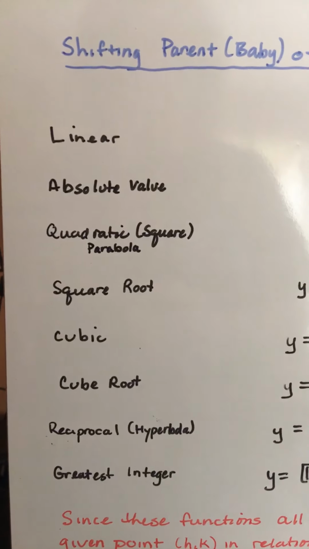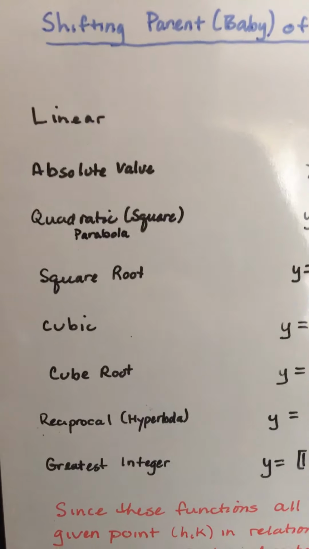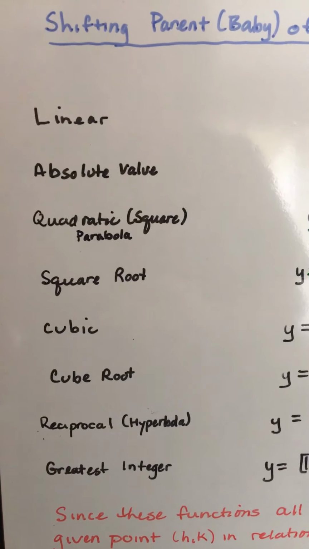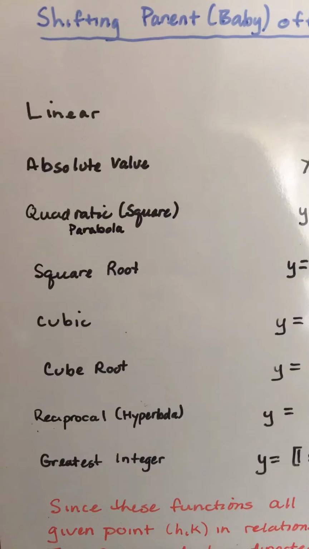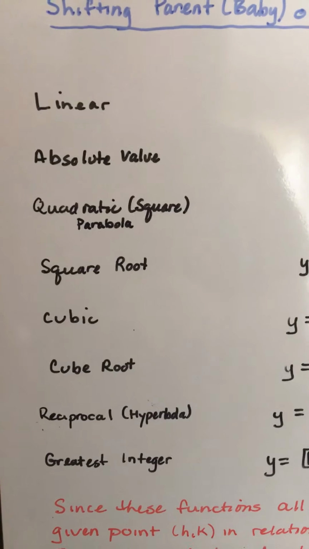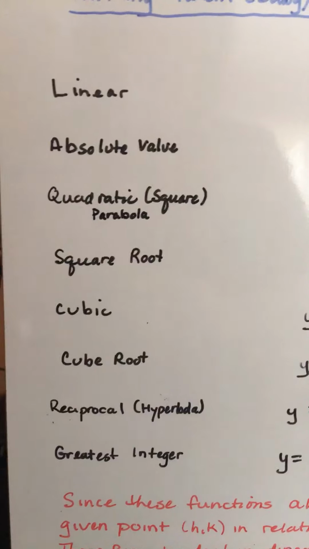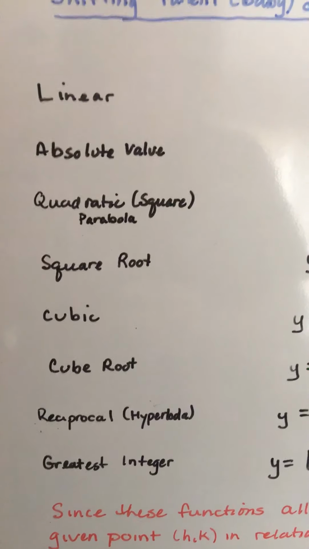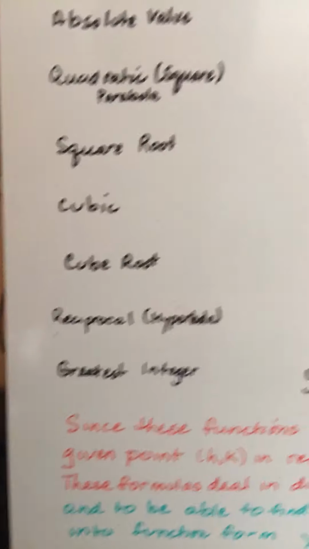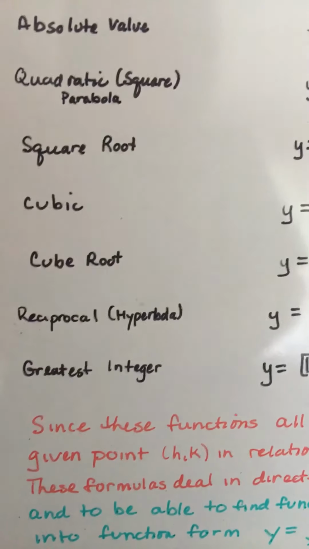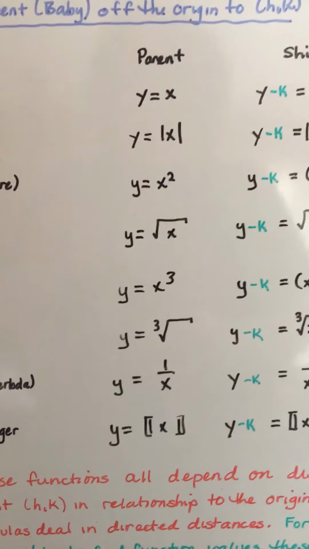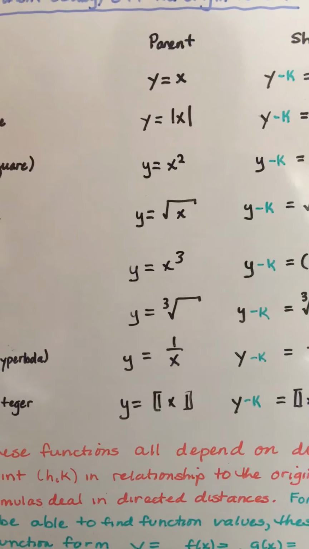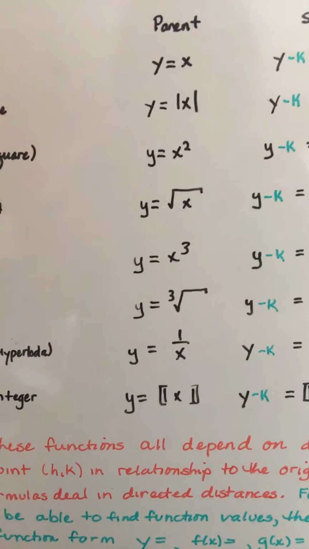So we have these functions that we're supposed to know: linear, which is your oblique line, the absolute value; your quadratic function, which is the square function in the parabola that we beat to death during first quarter; the square root function, the cube root function, the reciprocal function, which is called the hyperbola; and the greatest integer function. Here are the parent functions. Again, you see these in your notes.